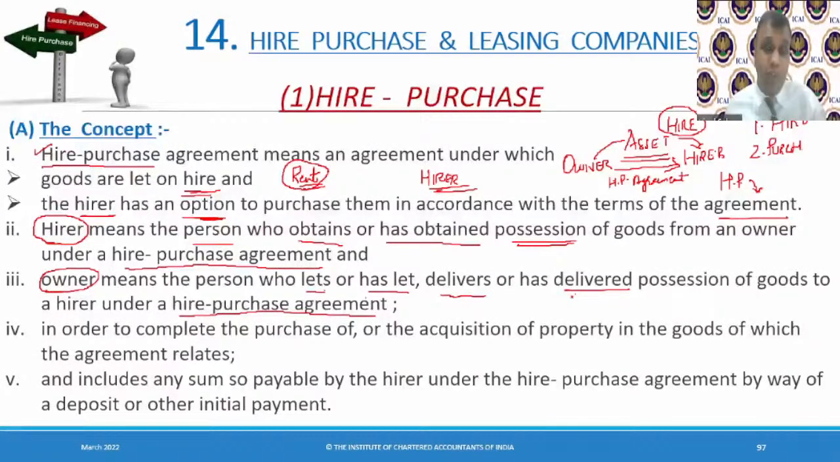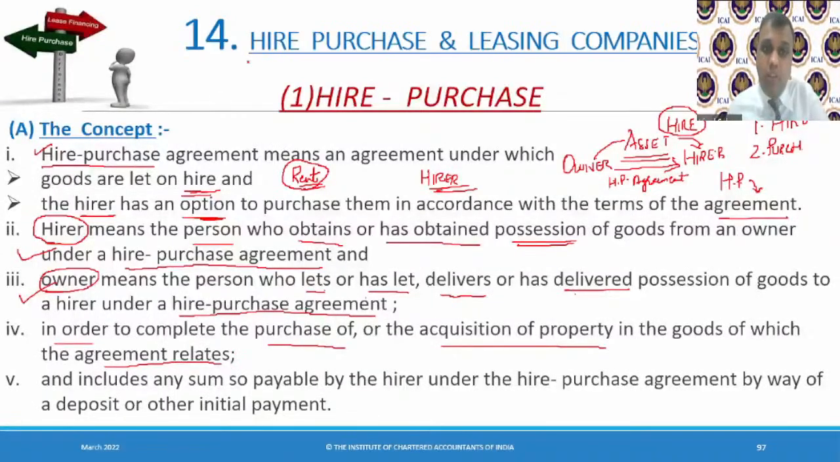Suddenly I get to see questions, ma'am, and then I remember what you told me, that this is some technical glitch. Okay. So in order, now hirer takes a particular asset on possession on hire basis. Owner gives it in order to complete the purchase of or for the acquisition of property in the goods to which the agreement relates.